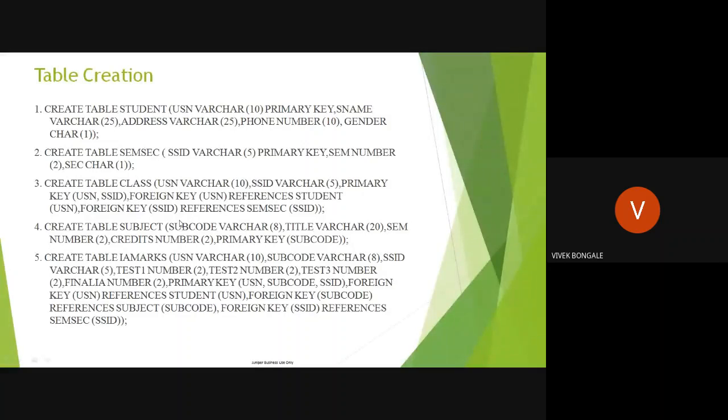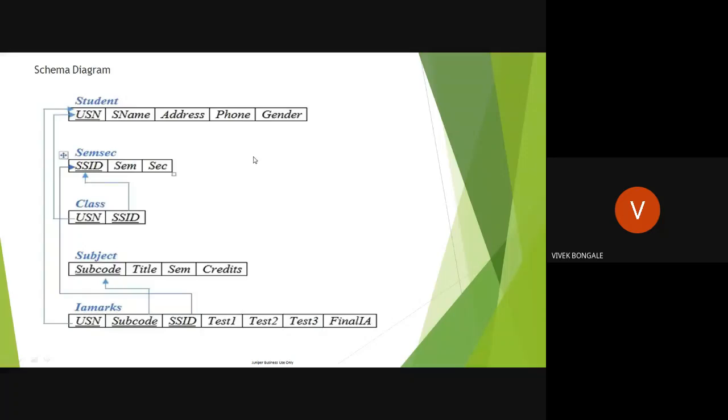Now it is two foreign keys. So foreign key SSID references SEMSEC SSID. In the same way, we are going to create the tables by looking at this schema diagram. Okay, here these two tables have a foreign key. So this table is referencing the student table. This table is referencing this SEMSEC table. So while creating the table, these two act as foreign keys.